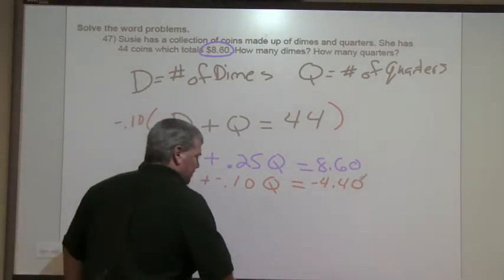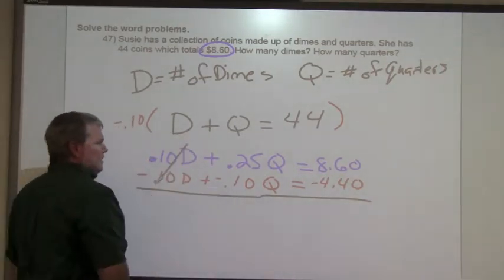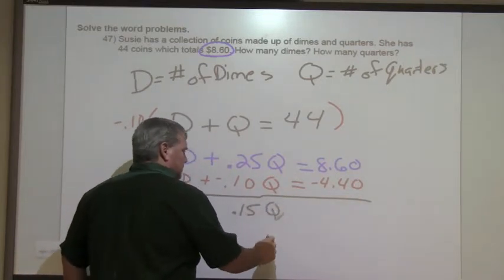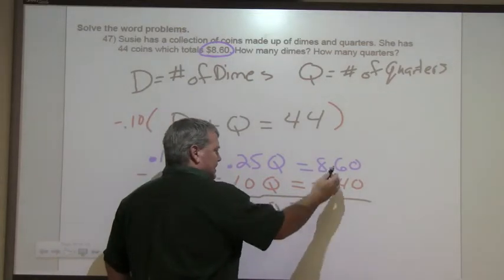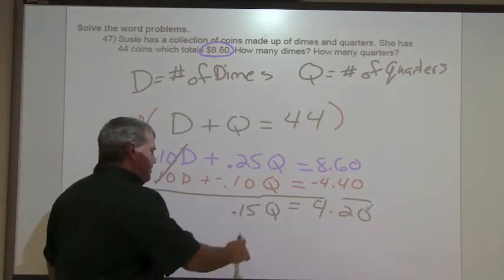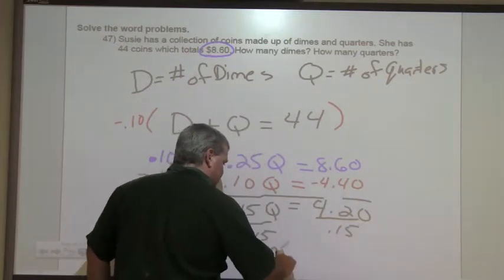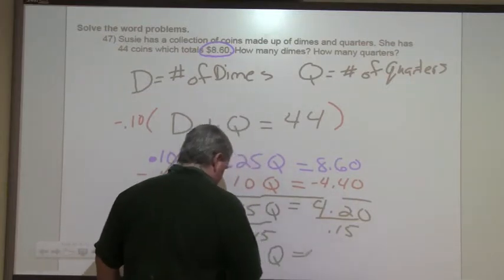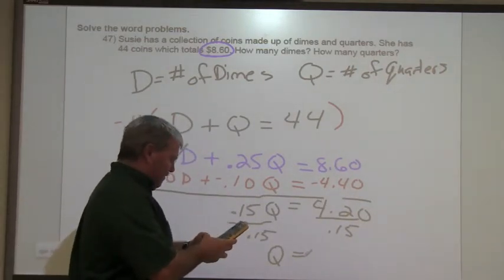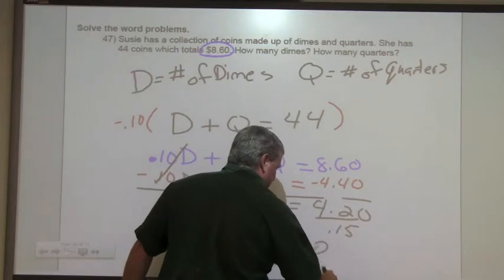Of course you can use your calculator to get that value. You don't have to do it in your head. Here the D's zero out. I have 25 cents minus 10 cents gives me 15 cents. Q's just coming down. 8.60 minus 4.40 is going to be $4.20. Then we're going to divide by 15 cents, 0.15. I'm going to use my calculator: $4.20 divided by 15 cents. Don't forget the decimals, it is important. So we get 28 quarters.